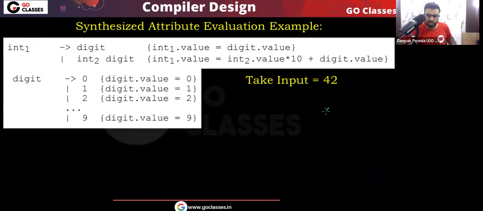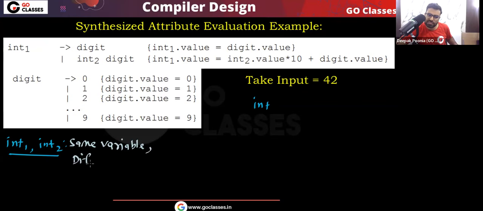So what we will do is first make the parse tree. This is very easy. Synthesized attribute evaluation is extremely easy. So let's make the parse tree. For the parse tree, the root node will be the start variable. Start variable is int. Remember, int1 and int2 are basically the same variable, different instances.